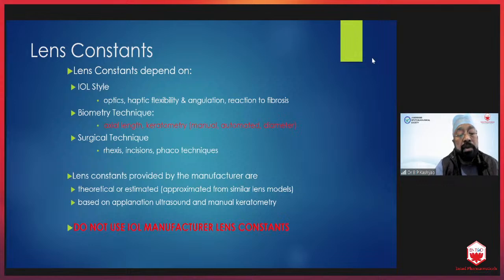Surgical technique also matters. Where do you give the incision? What kind of capsulorhexis do you have? Is it smaller, bigger or irregular? And the phacoemulsification techniques can also affect your A constant. The lens constant provided by the manufacturer is theoretical or estimated approximately from similar lens models. And believe me, most of them are based on approximation, ultrasound, and manual keratometry. So you don't have to use a manual lens constant, but to start with, yes, you will have to.